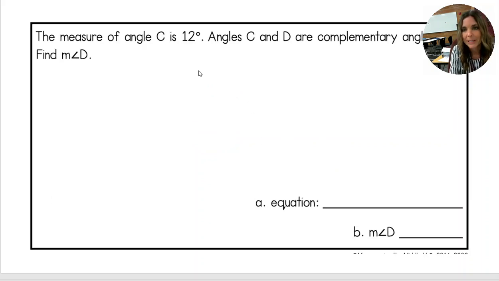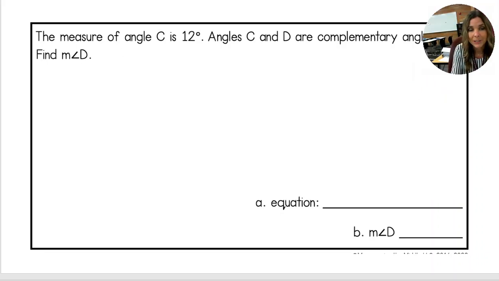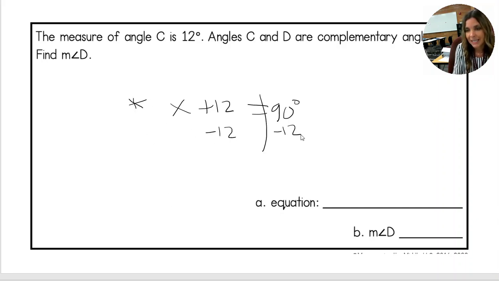Okay, let's keep going. Measure of angle C is 12. C and D are complementary. So remember, complementary means the two angle measures are going to add together to be 90. We don't know one of them. We know the other one is 12. So this would be our equation. And then to find our missing angle measure, we need to get the x by itself by subtracting 12 from both sides. So x equals 78 degrees.